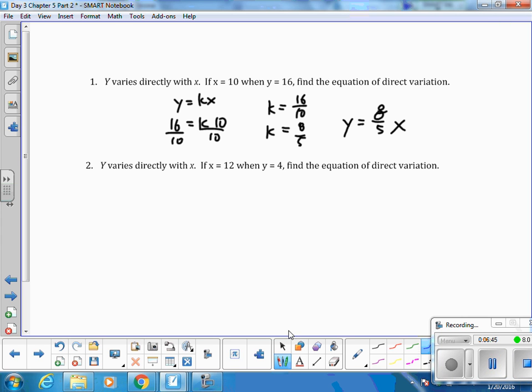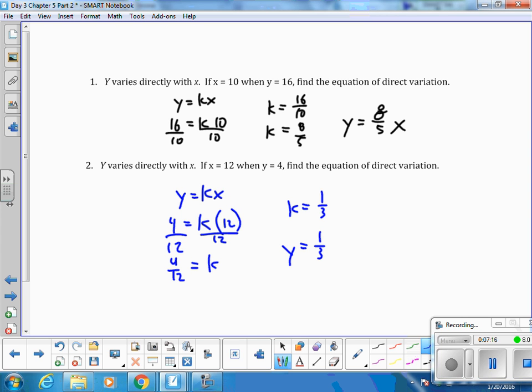Let's try it again with this other one. Why don't you go ahead, press pause, you try it, and come back and see how we did together. Y is 4, x is 12, divide both sides by 12, k equals 4/12, or k equals 1/3. So my equation of my line is going to be y equals 1/3 x.